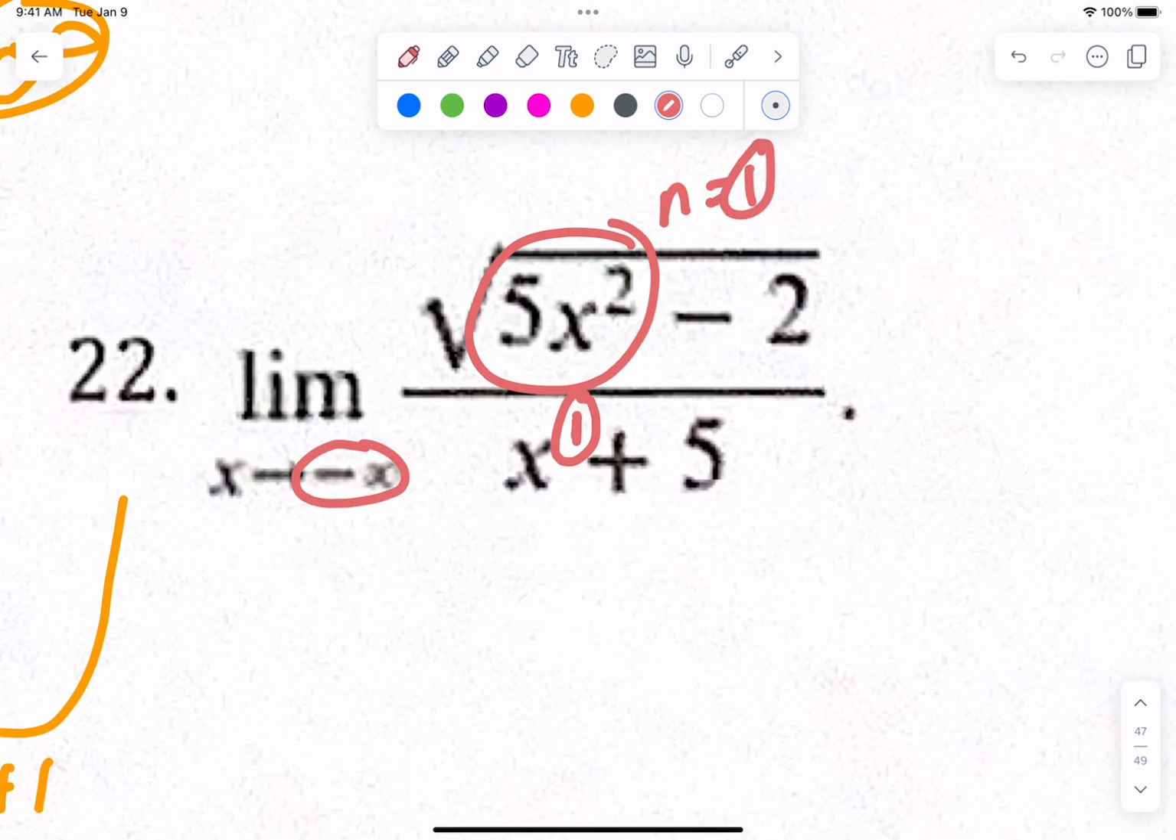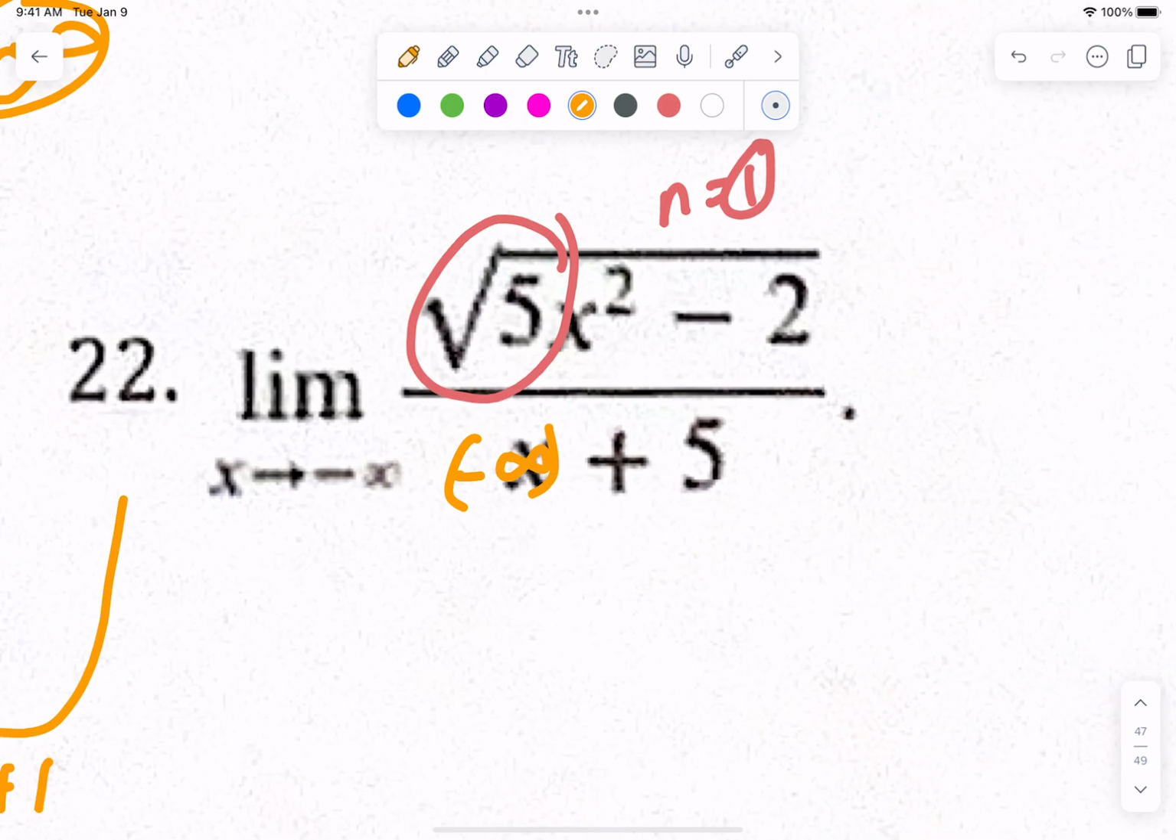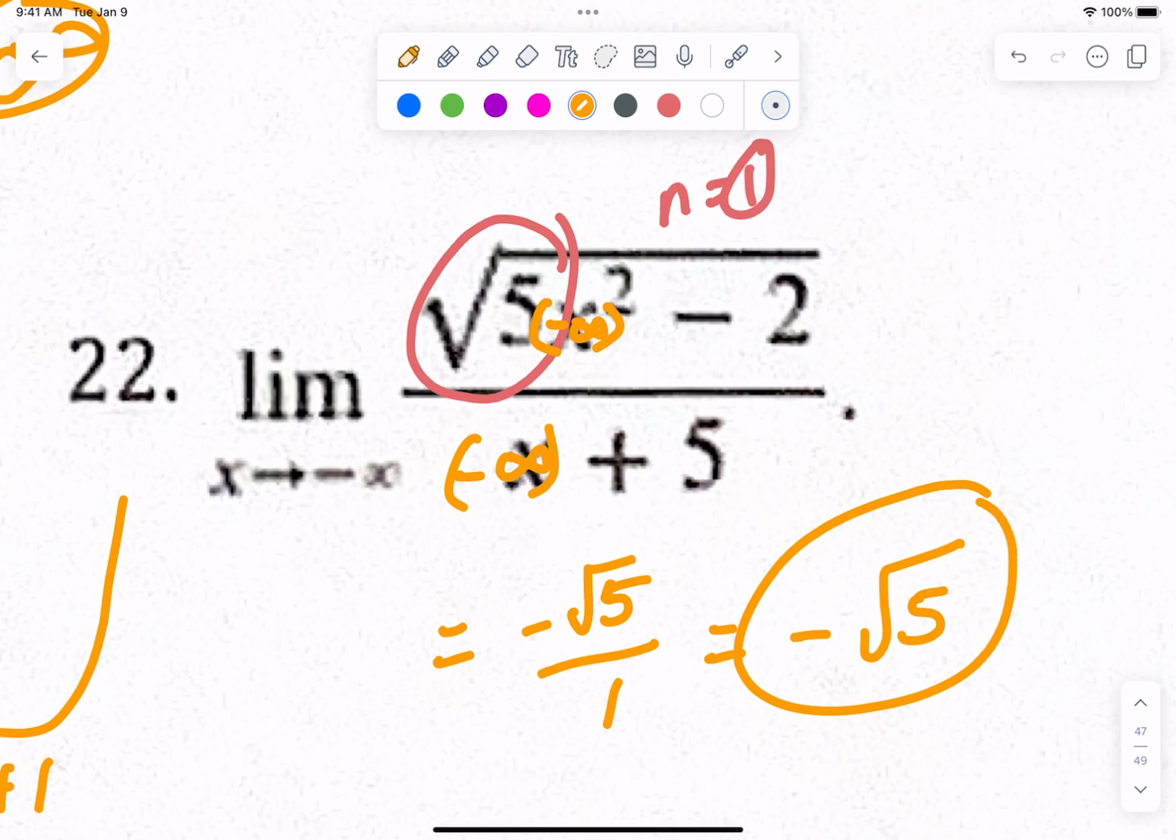Okay? So we look at the leading coefficients. What's the leading coefficient of the top? The square root of 5. The leading coefficient of the bottom is 1. Now here's the only issue. You're plugging negative infinity in. So if I plug negative infinity in for x on the bottom, that's going to be a negative number, right? If I plug negative infinity into the top, the square is going to get rid of the negative, right? But the bottom is going to keep that thing negative, so the limit is going to be negative square root of 5 over 1, or just negative square root of 5. Do you see how that works? Because we're going to negative infinity, it's going to make him negative.